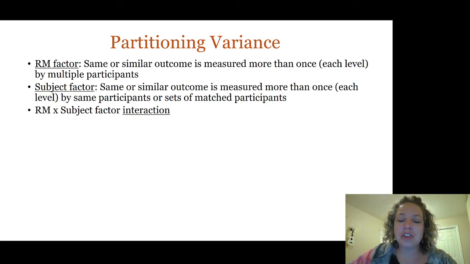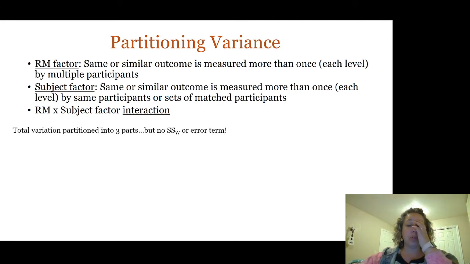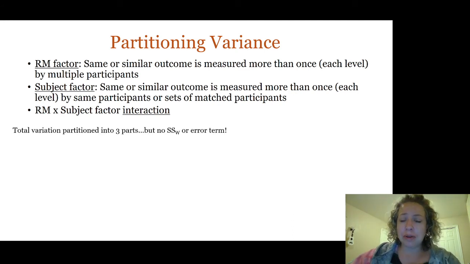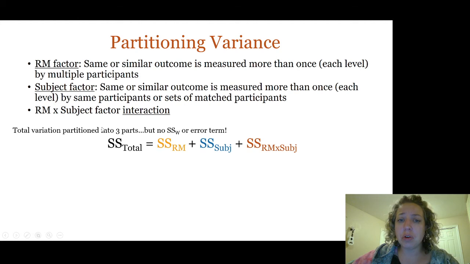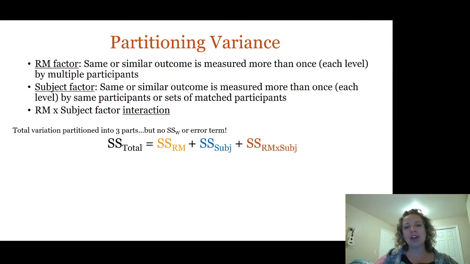So our repeated measure factor and our subjects factor are both going to split, but now instead of having a group by group interaction, we're going to have a repeated measures by subject interaction. So we're going to separate or partition our variance into 3 parts. We're going to take our total variation, our total sum of squares, and split it into 3 piles. We have our repeated measure, we have our subject, but now our interaction is repeated measures by subject.